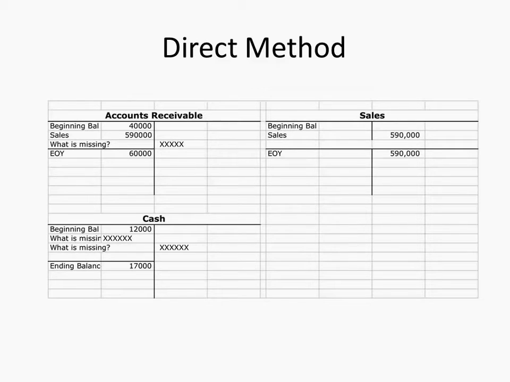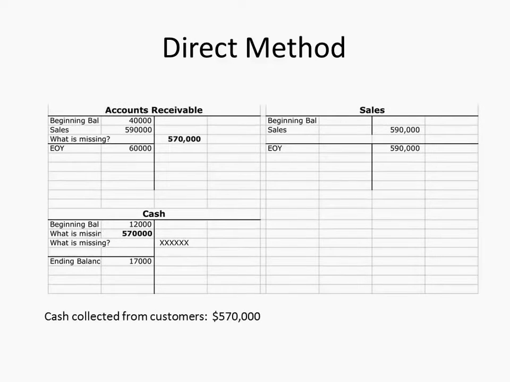If it was 40 in the beginning and it's 60 at the end of the year, what's your change in accounts receivable? What's your overall change in accounts receivable? 20. Okay? So cash collected from customers is $570. Okay, so you have to back out the change in accounts receivable.